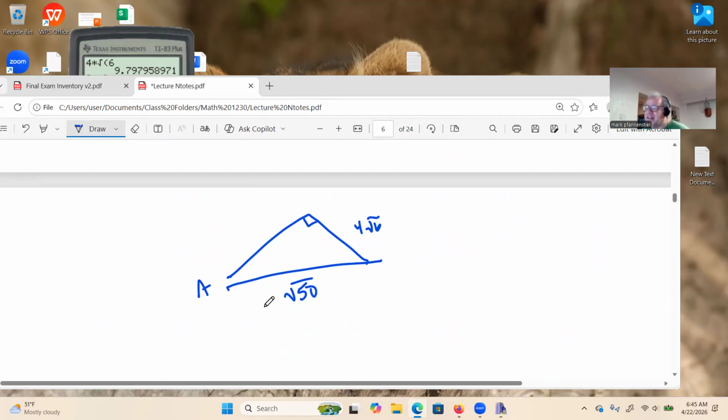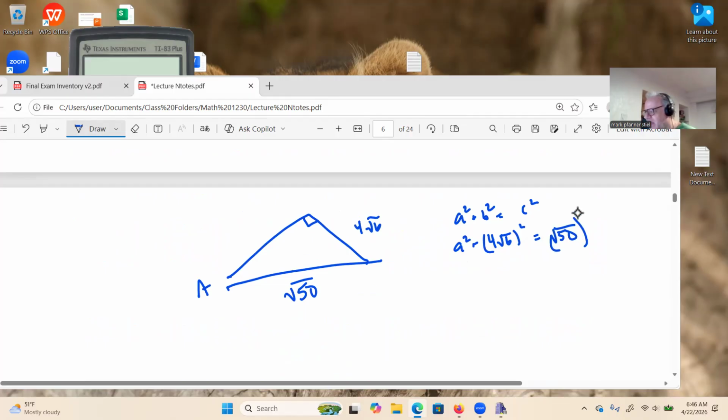Okay, next problem. It's a triangle in a similar operation. Again, we have that 4 root 6 with the square root of 50. Let's see what happens. We have a squared plus b squared is equal to c squared. So we can say we have a squared plus 4 root 6 squared is equal to the square root of 50 squared. So the square root of 6 squared is going to be 6. 6 times 16 is going to be 96, is equal to... this is wrong because that should be the highest one. We can't get negative numbers.